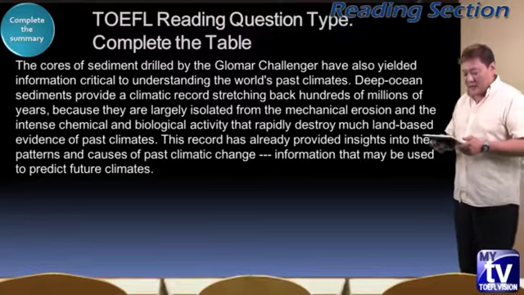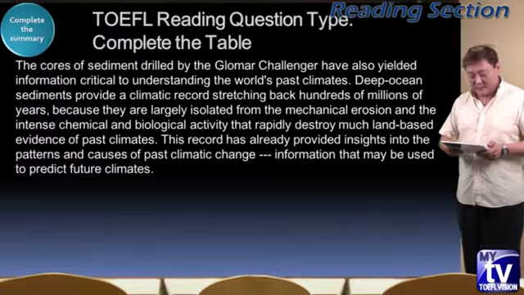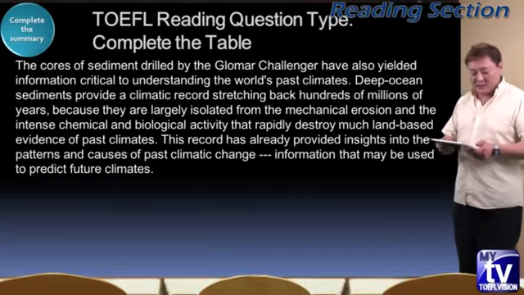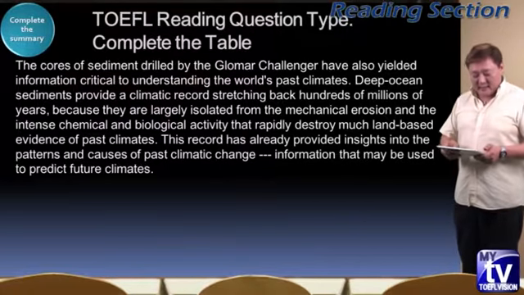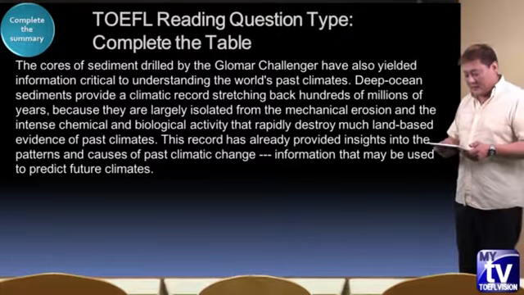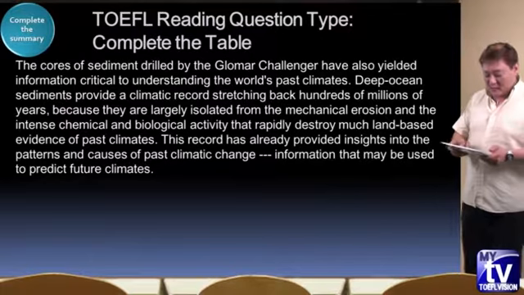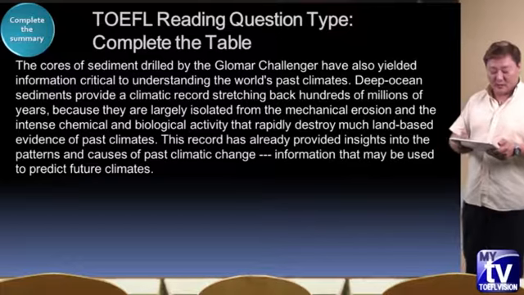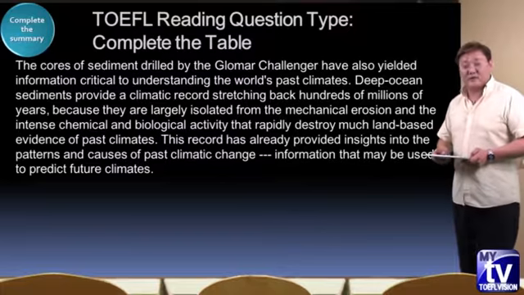The cores of the sediment drilled by the Global Challenger have also yielded information critical to understand the world's past climate. Deep ocean sediments provide a climate record stretching back hundreds of millions of years because they are largely isolated from the mechanical erosion and the intense chemical and biological activities that rapidly destroy much land-based evidence of the past climates. This record has also provided insights into patterns and causes of past climate changes, information that may be used to predict the future climate.